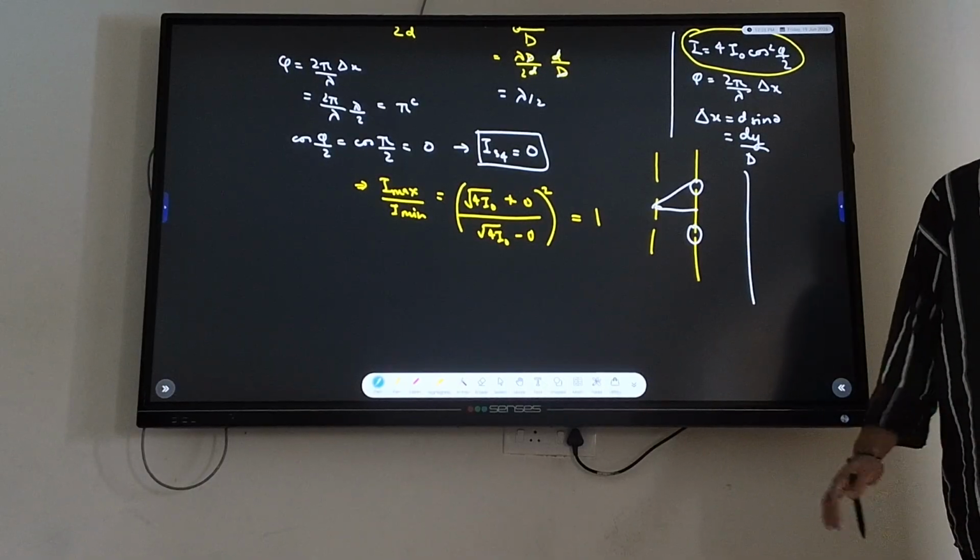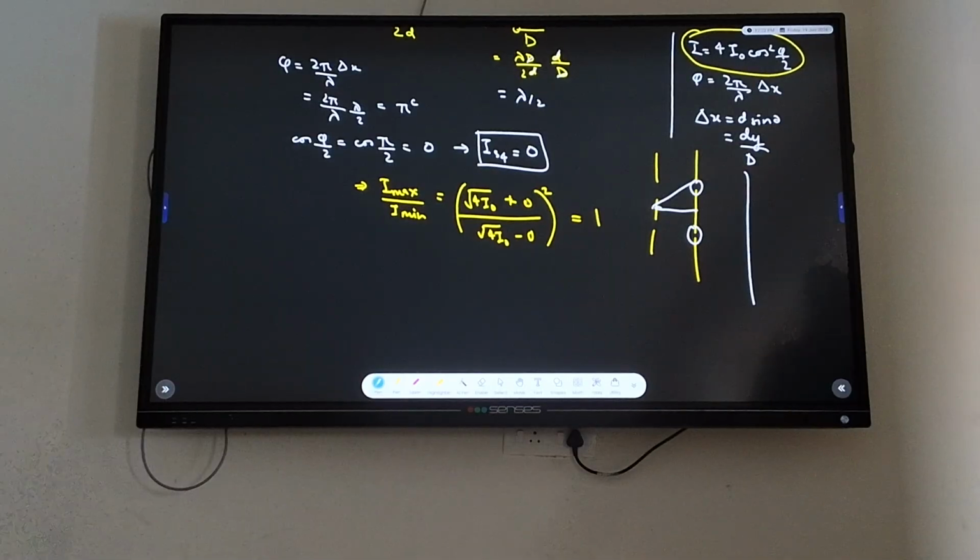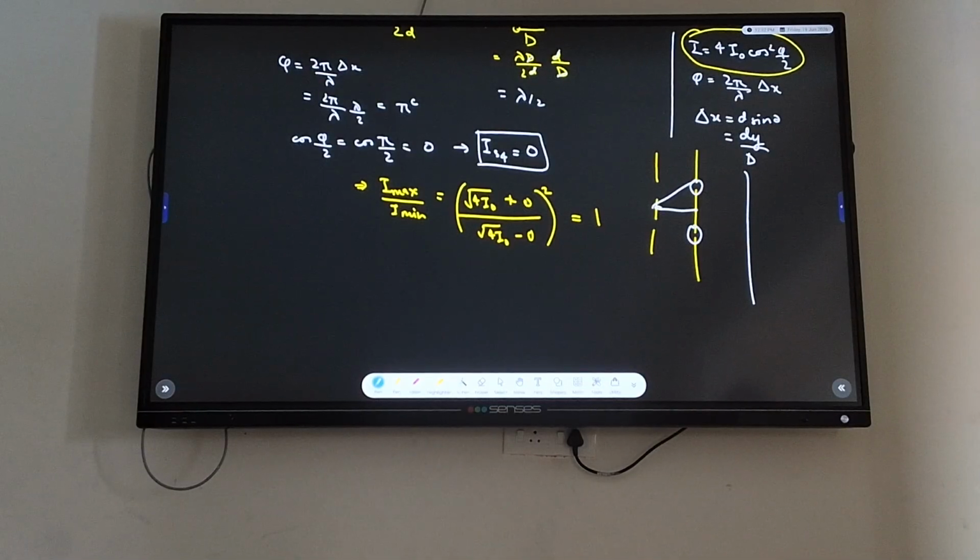So, if you have understood it, then try the B part yourself and give me the answer of Imax by Imin. Yes, it's coming out to be infinity. Now go for the C part.